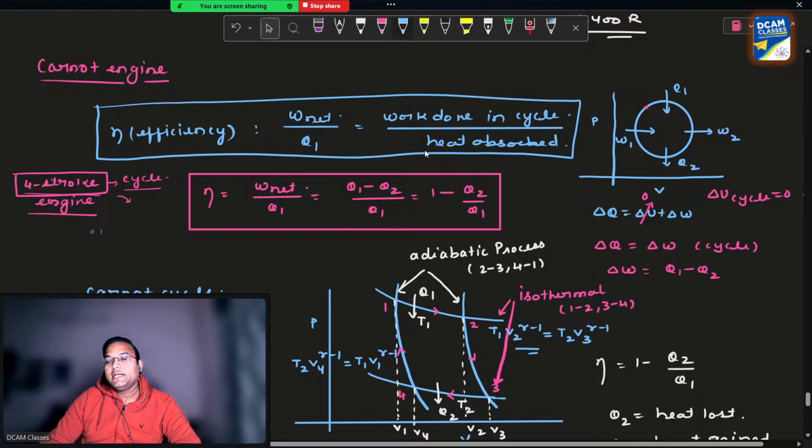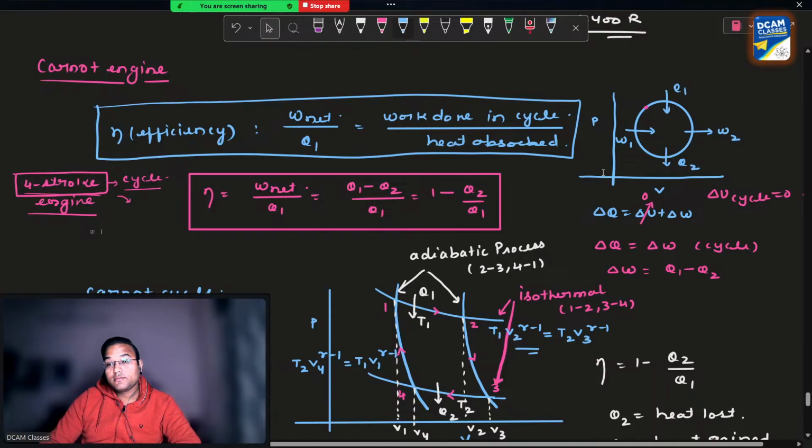So the efficiency of an engine is given by the total work done in the cycle divided by the heat absorbed. Now, I have taken this example on the right. Suppose this is a cycle in which there will be work done. Suppose W1 is the work done on the engine, and W2 is the work done by the engine. Q1 is the heat absorbed in the engine. Q2 is the heat released from the engine.